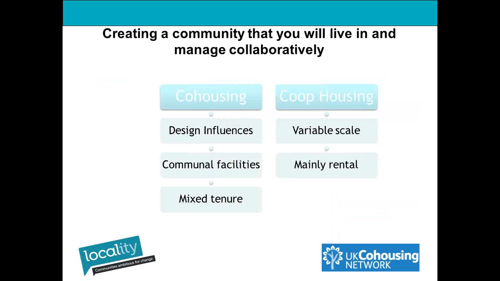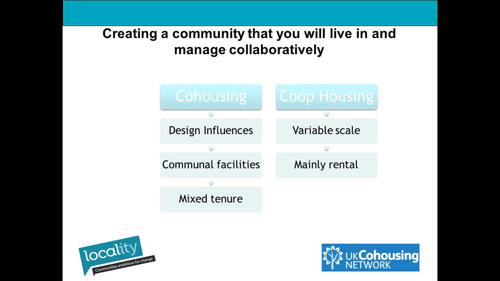This is a collection. I put these two together because they're models where perhaps the community is going to be building something that you will be living in yourself and managing collaboratively. So co-housing, what are the benefits and differences there? Often design influences that are different from housing. Co-housing is all about how do you want to live and live cooperatively and give mutual support within a community. And that question, how do you want to live, often brings out changes in how property is pulled together and having communal facilities that really support community interaction.